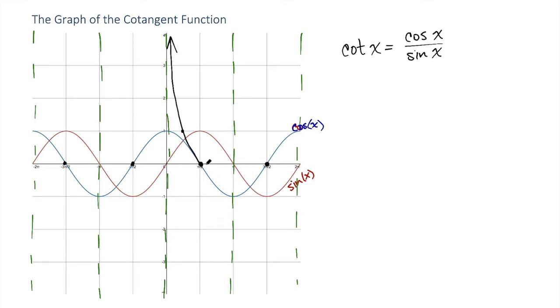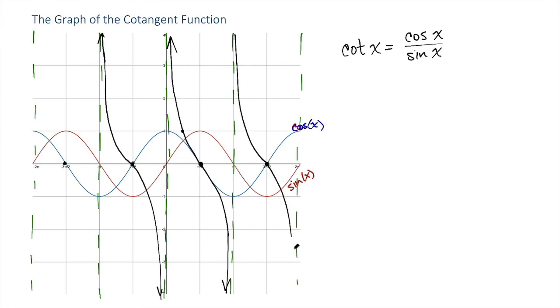Likewise, on the right side of this point, between pi over 2 and pi, I will have a negative number divided by a positive, which is negative. So we'll have negative numbers, and we will follow that asymptote. And this pattern is going to continue. We're going to have this curve repeated over and over again. And that's the graph of our cotangent function.